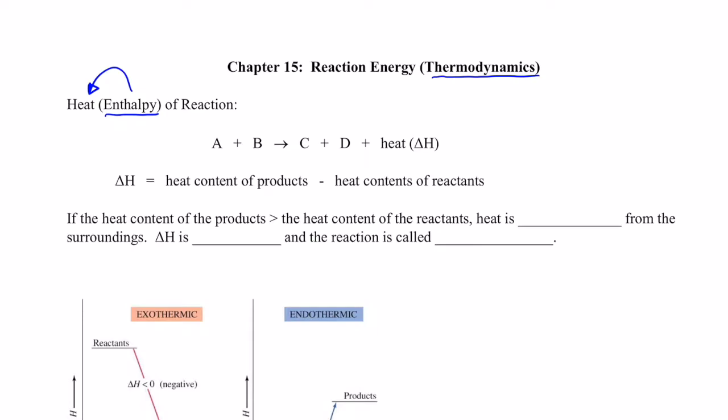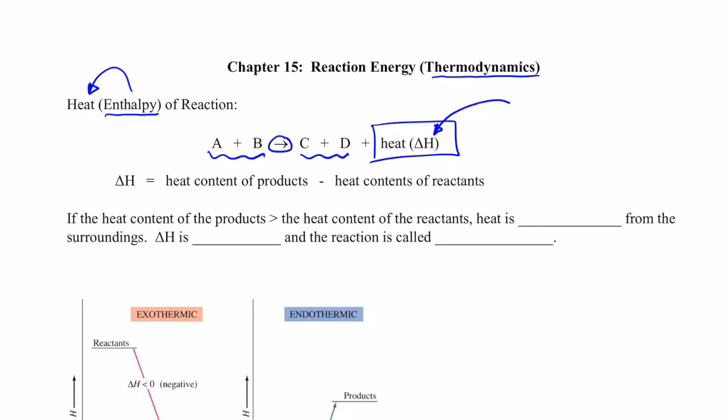Let's say I have reactants A and B, and they react to form my products C and D. Along with that, heat could either be produced or it could be consumed. We symbolize that with this symbol, delta H. You've seen it earlier in the year when we talked about evaporation and condensation.